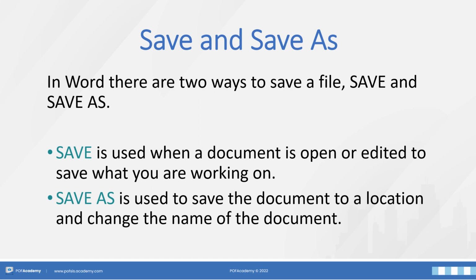So let's discuss how to save a document. In Word, there are two ways to save a file. It could be Save or Save As. Save is used when a document is opened or edited to save what you are currently working on, while Save As is used to save the document to a location and change the name of the document.